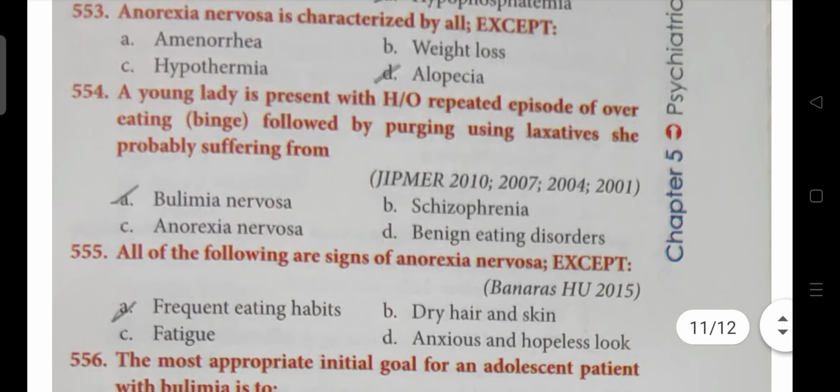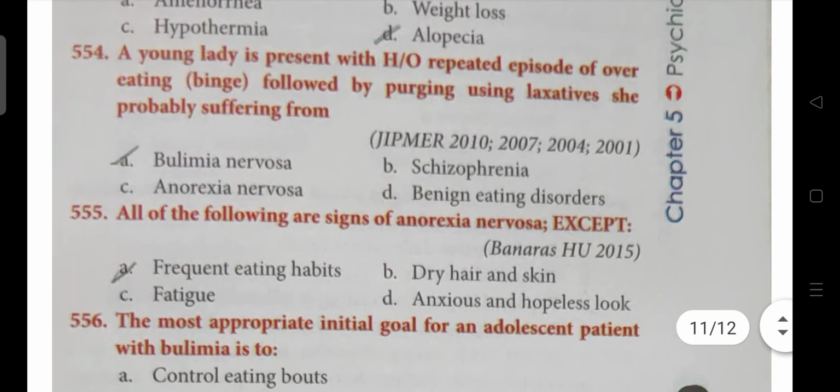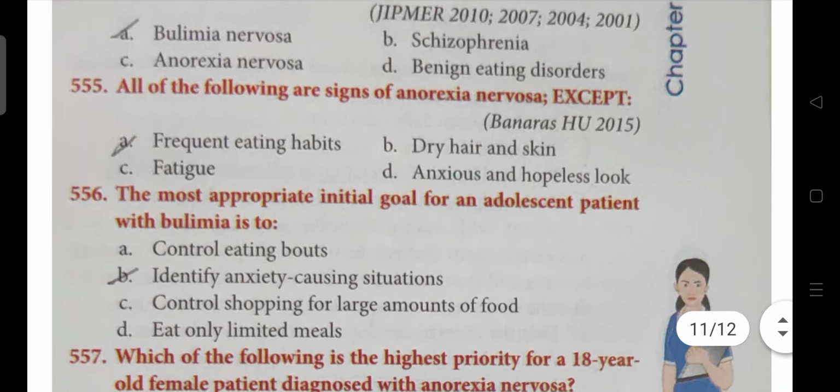Next, a young lady presents with repeated episodes of overeating followed by purging using laxatives. She is probably suffering from option A হবে bulimia nervosa. Next, all of the following are signs of anorexia nervosa except option C হবে frequent eating behavior.